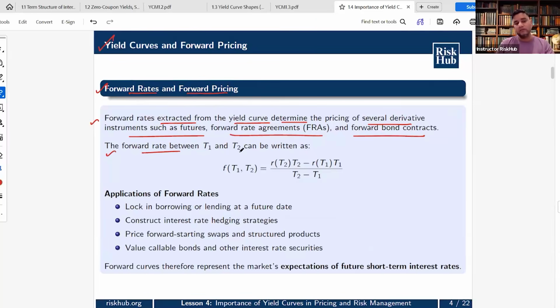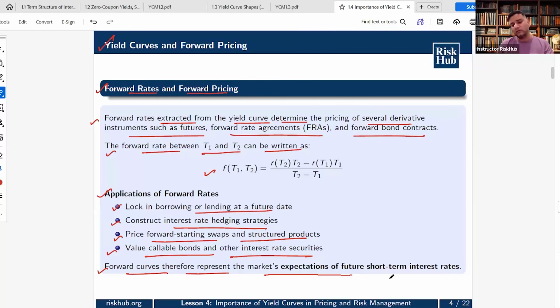The forward rate between T1 and T2 can be written as this equation, which you have already seen. Applications of forward rates: lock in borrowing on any future date, construct interest rate hedging strategies, price forward starting swaps and structured products, and value callable bonds and other interest rate securities. Forward curves therefore represent the market expectation of future short-term interest rates.